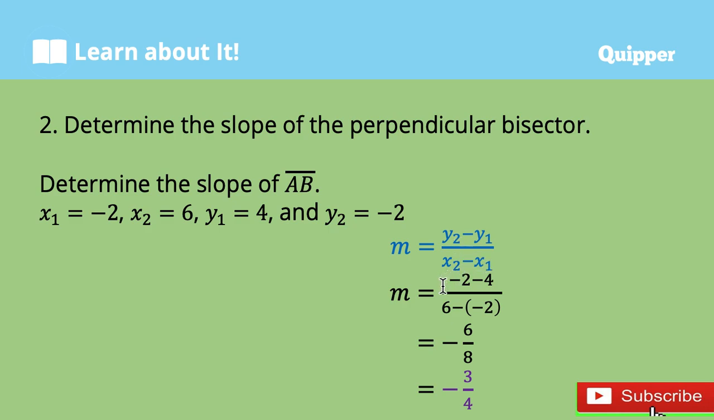Then substituting all these values, we have negative 2 minus 4 divided by 6 minus negative 2. Negative 2 minus 4 is negative 6. 6 minus negative 2 is positive 8 because it will change the operation. Negative times negative is positive. So we have negative 6 over 8. Now, reduce that one to the lowest term. We have negative 3/4.